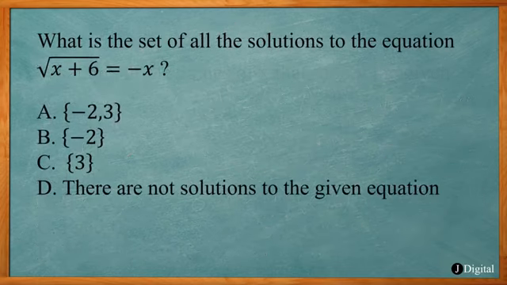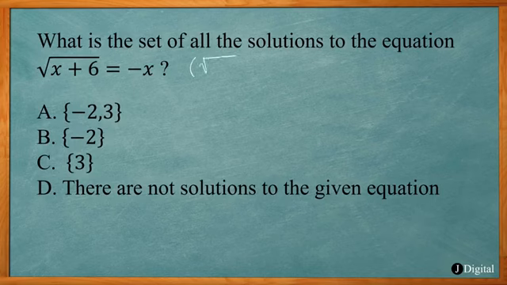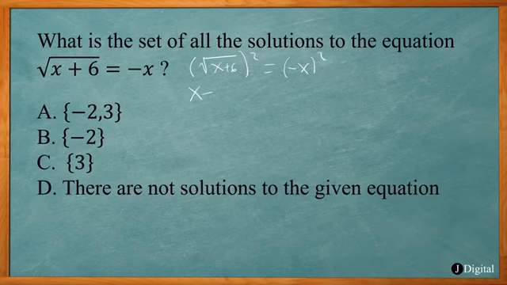So in this SAT problem, it says, what is the set of all the solutions to the equation square root of x plus 6 equals negative x? So again, I need to get the square root by itself. I'm going to square both sides. So it gives me x plus 6. It's going to be x squared. Again, I have a quadratic, so I need to get everything on the same side. So it's going to be minus x and minus 6.